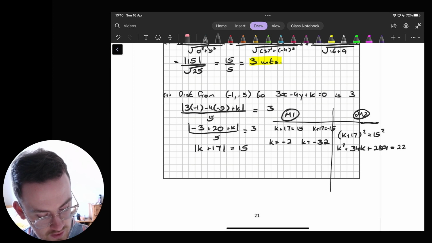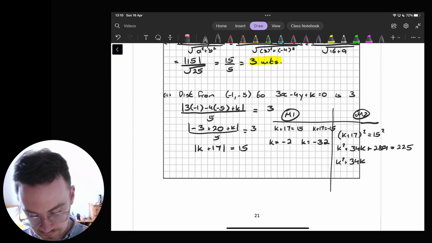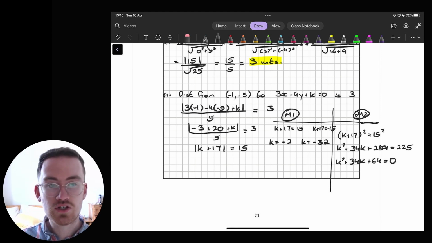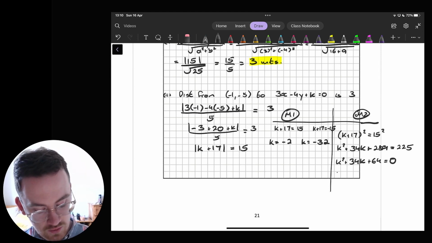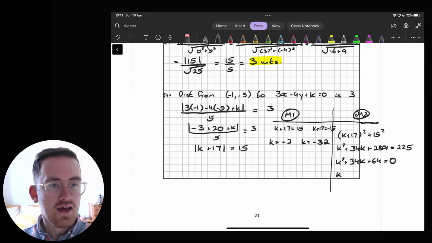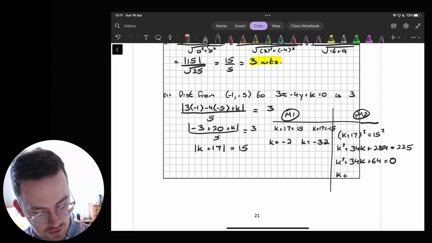So 225, so k squared plus 34k plus 289 minus my 225, 64. Okay, so I want two numbers that will multiply to give me 64 and add to give me 34. Now we have obviously the advantage here of already knowing what the answer is going to be. So let's have a look. So k plus 32 and k plus 2, which means that k is equal to minus 32 and k is equal to minus 2.